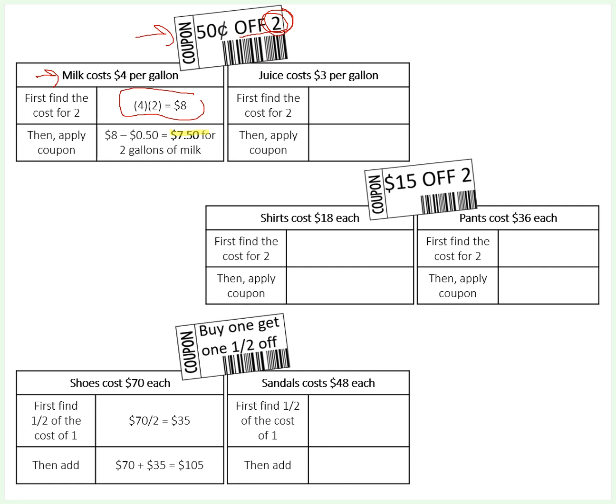So the first step is going to be to find how much you have to spend by walking through each scenario and then apply the coupon. So walk through that, and then when you're done, submit that, and that's it for this lesson.